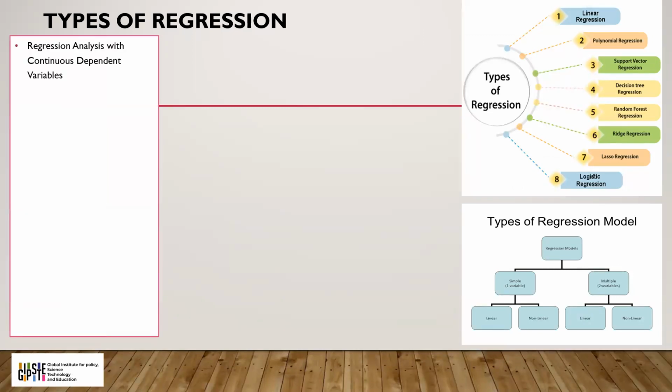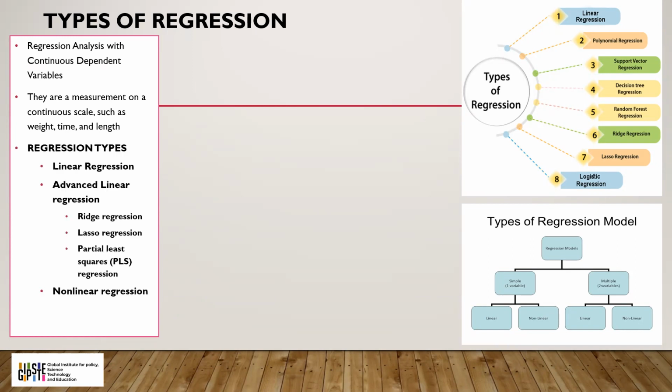Types of regression. Regression analysis with continuous dependent variables. They are measurements on the continuous scale, such as weight, time, and length. So based on regression analysis with continuous dependent variables, we have different types of regression models. We have the linear regression, we have the advanced linear regression, which includes the ridge regression, the lasso regression, the partial least squares regression, and some other nonlinear regression as well.